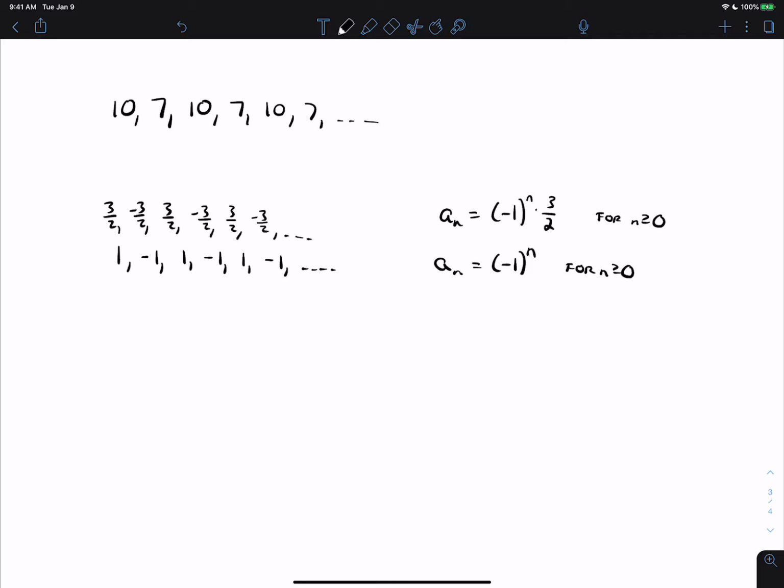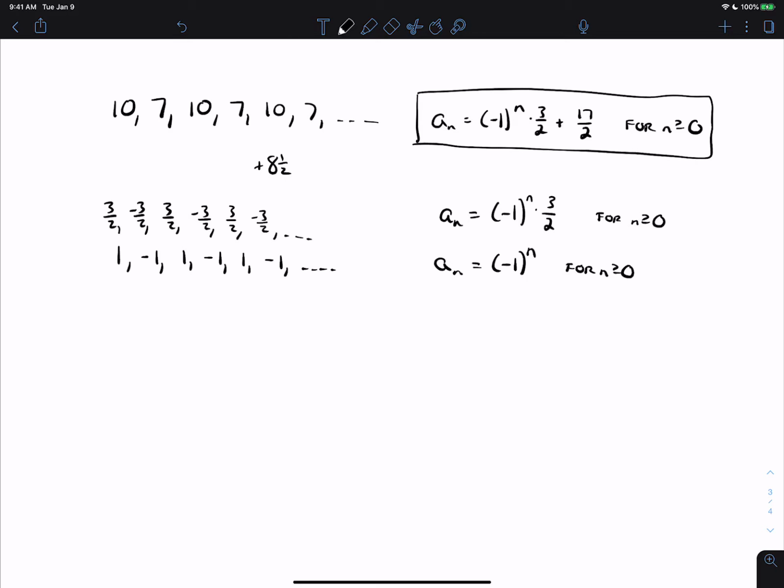So now to go from 3 halves to 10, we're going to add. If we think of 3 halves as 1.5, you can add 1/2 to get to 2, and you can add 8 to get to 10. So we're going to want to add 8.5, which is actually 17 halves. And so we're going to write it as a_n = (-1)^n times 3 halves plus 17 halves for n greater than or equal to 0. If I add 17 halves to each of the fractions, 3 halves and -3 halves, we get what we want.